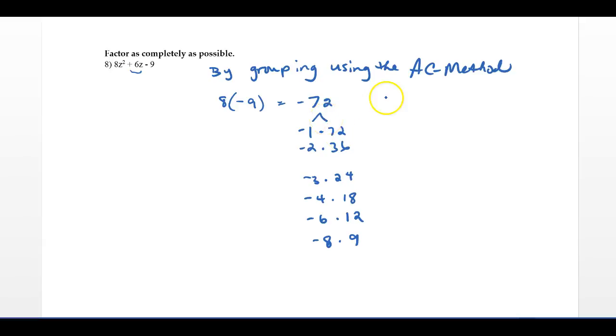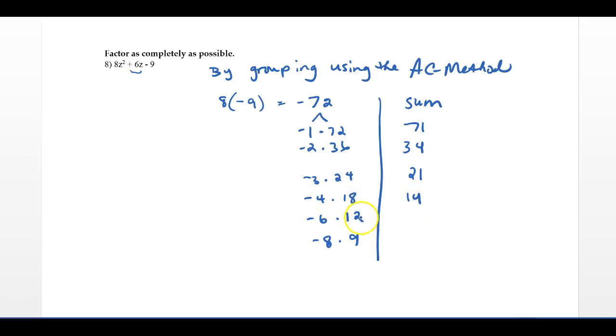So next, we're going to determine which of the possibilities and factorizations can give us the sum of a positive 6. So if we were to take the sum of negative 1 and a positive 72, that would equal a positive 71. Negative 2 and a positive 36, the sum is 34. Negative 3 and a positive 24, the sum is 21. Negative 4 and a positive 18, the sum is 14.